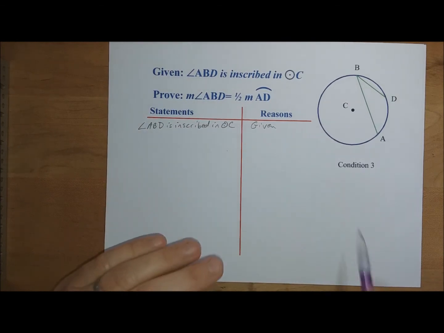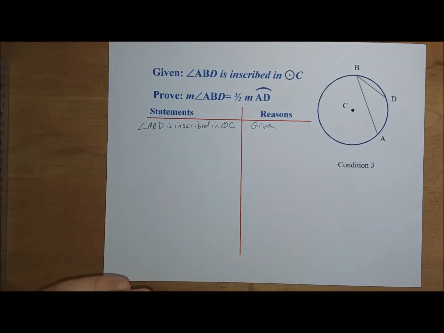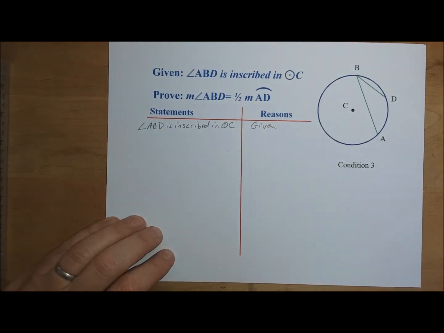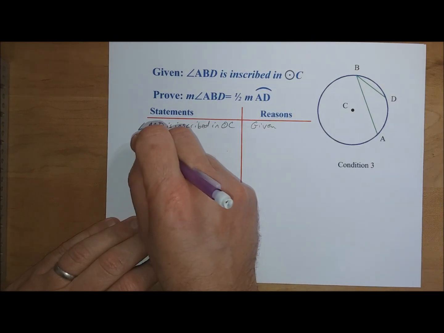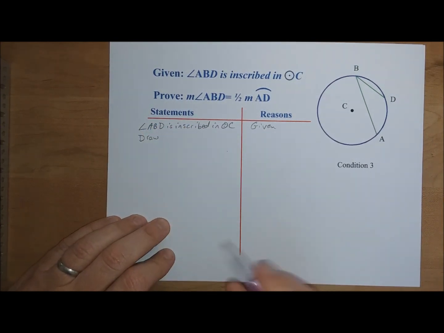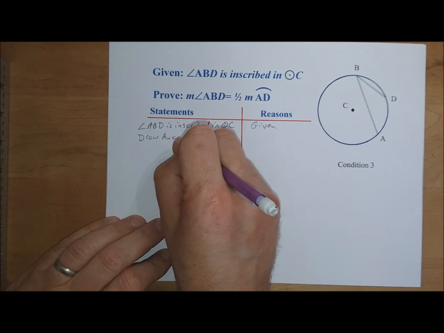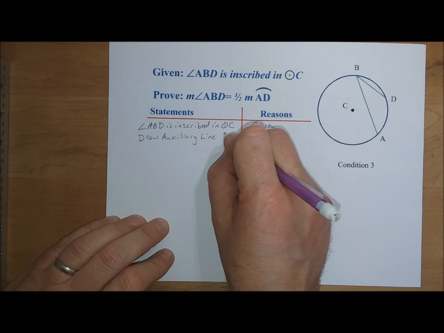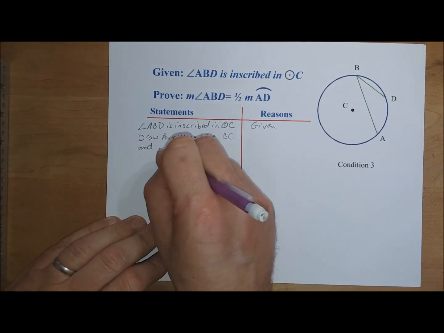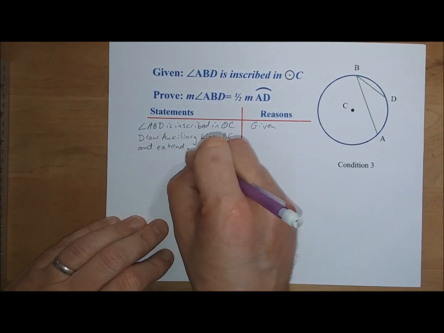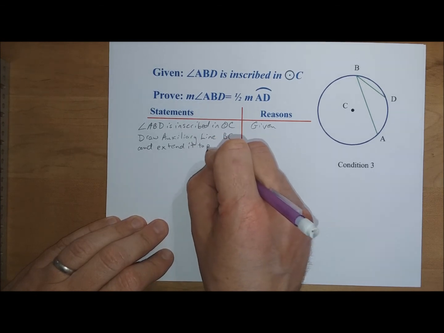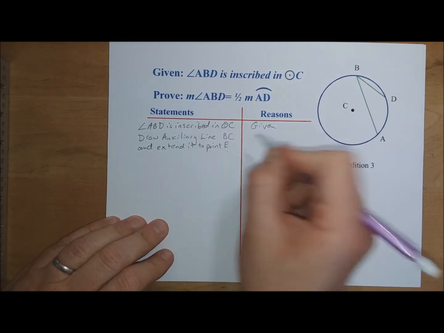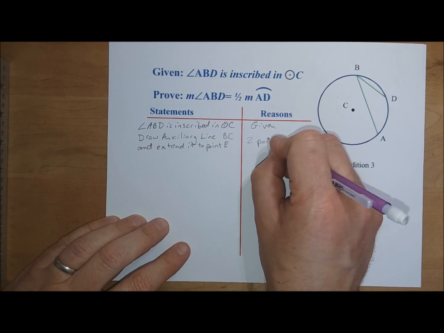All right, let's go ahead and see if we can prove condition 3 in a similar way that we proved condition 2. You can see I've restated the given information. If you guessed correctly, you probably thought that I would draw another auxiliary line. We'll draw auxiliary line BC and extend it to point E on the edge of the circle, because 2 points define a line.